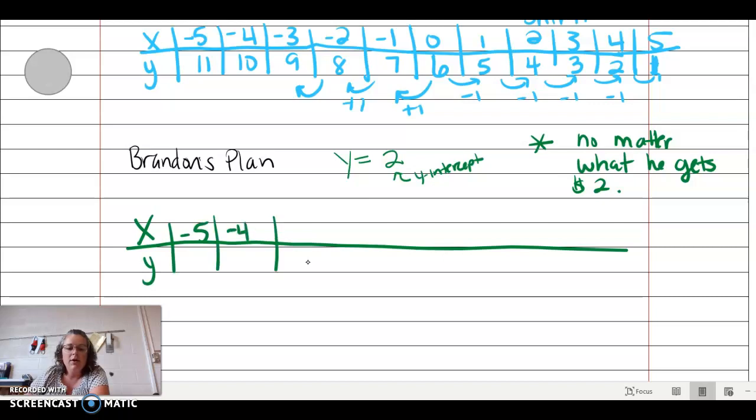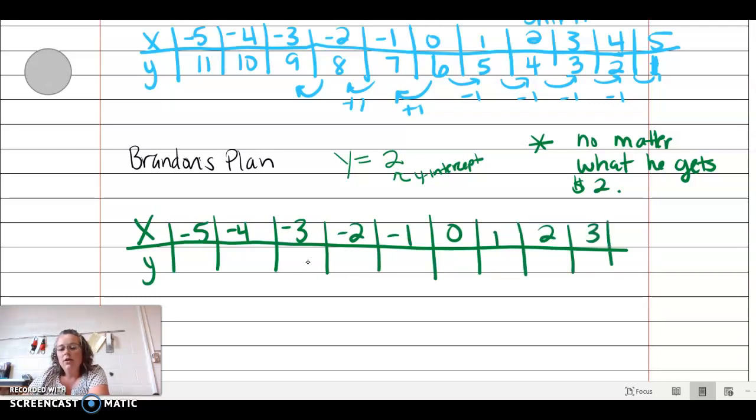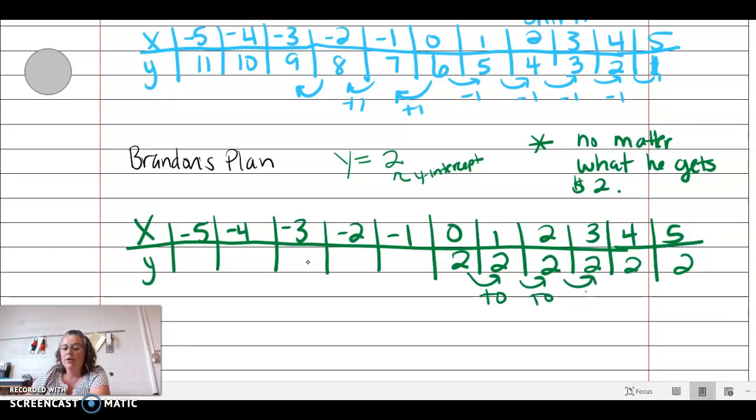-5, -4, -3, -2, -1, 0, 1, 2, 3, 4, 5. All right, so at 0 shirts, he gets $2. At 1 shirt, he's not getting any more, it's not getting any less, he's getting $2. 2 shirts, $2. 3 shirts, $2. 4 shirts, $2. 5 shirts, $2. Every single time here, we're increasing 0. Still a constant rate, we just have a constant rate of 0.